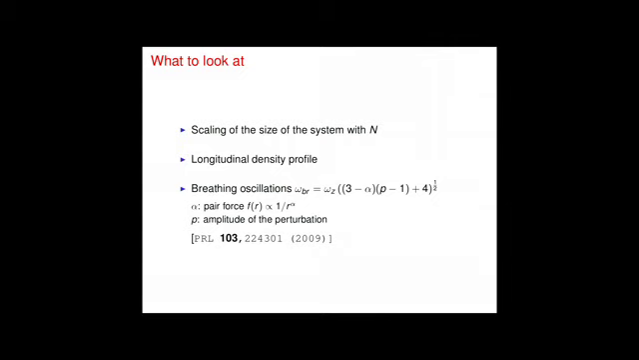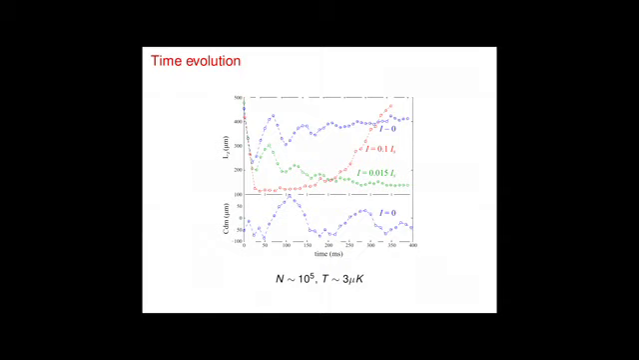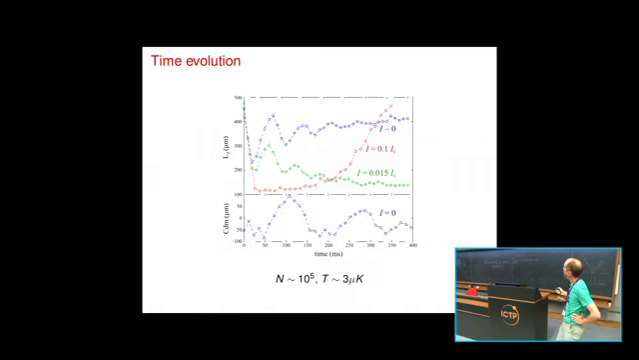So this is the experiment. This is the longitudinal size as a function of time. Here in this blue curve, the intensity of the lasers is equal to zero, so there is only the trap. So what happens is it starts to oscillate, and then this oscillation stops. We think that the main mechanism here is just that the trap is not totally harmonic, so it relaxes because of the anharmonicity.